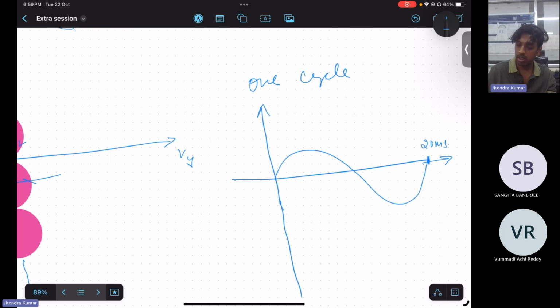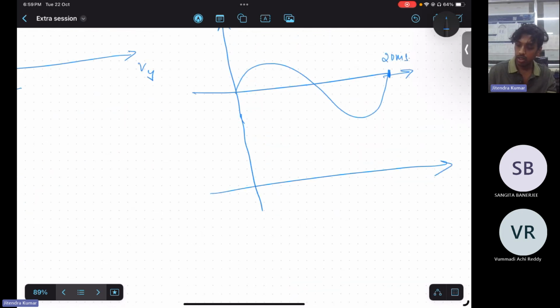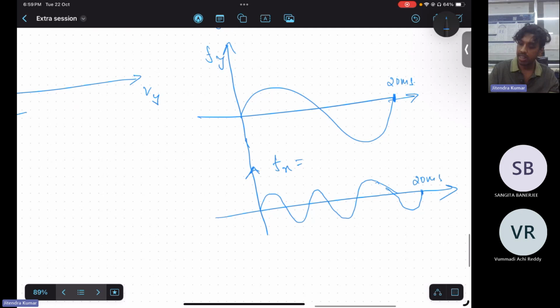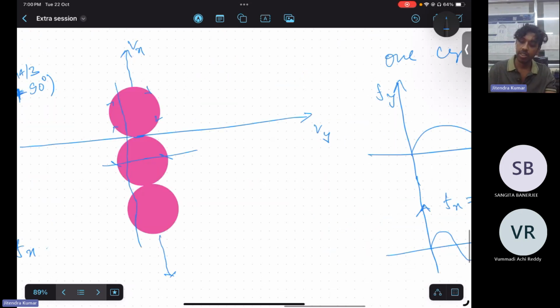Now you are able to see three cycles in the same 20 milliseconds. So frequency will change or not? This frequency, Fx, is 3 times of Fy. So frequency will change, right?